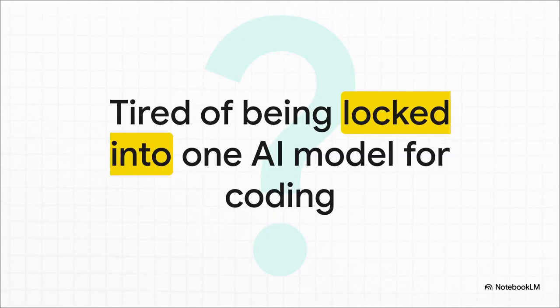You know, if you're a developer who uses AI, this feeling is probably all too familiar. You find one AI model that's amazing for, say, writing boilerplate code, but a totally different one is way better for debugging complex issues. The big problem? Most AI tools lock you into their one specific model. But what if you didn't have to choose?